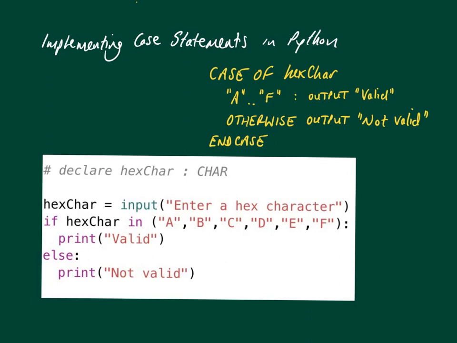But, and this is important, Python does have this keyword called in, which allows you to test ranges like case statements. So you can say that if hex char is in A, B, C, D, E, or F, you have to enter all the characters, unfortunately, then you can print valid, otherwise, or else you print not valid. And that's how you take a case statement, pseudocode, and implement it, or in this case, you implement it as an if statement using that in keyword. So that's a new one for you.